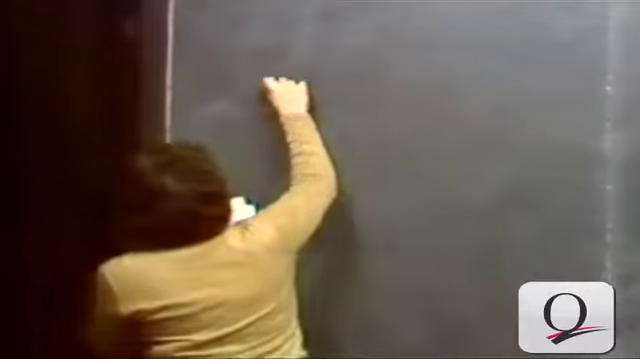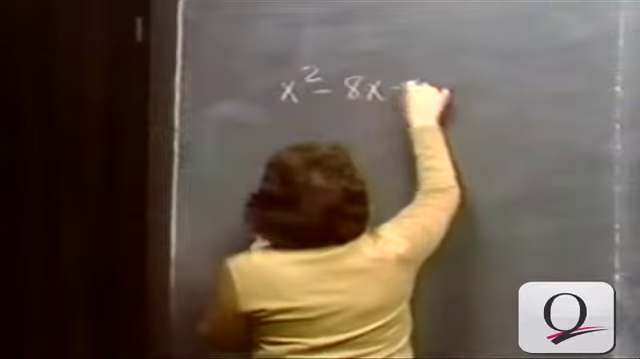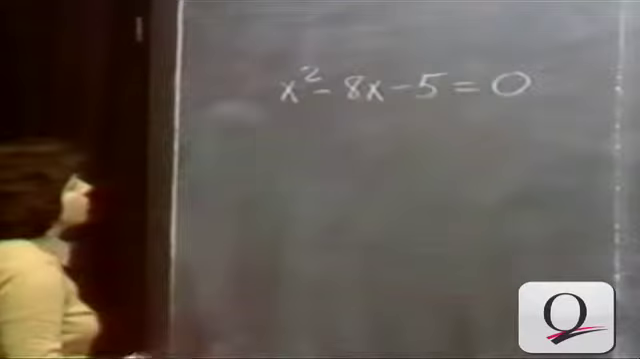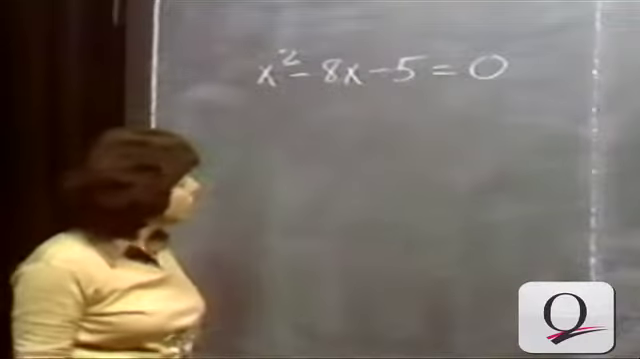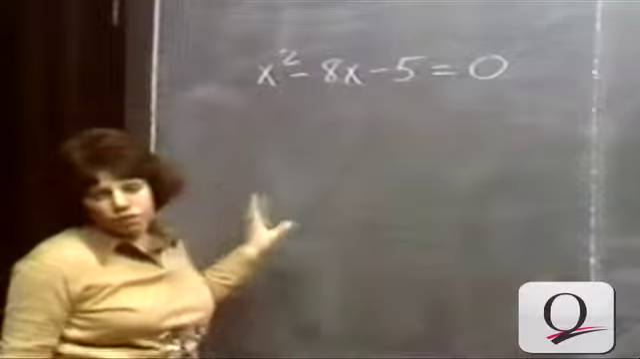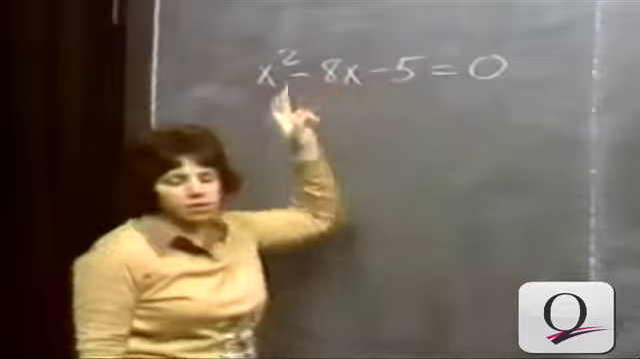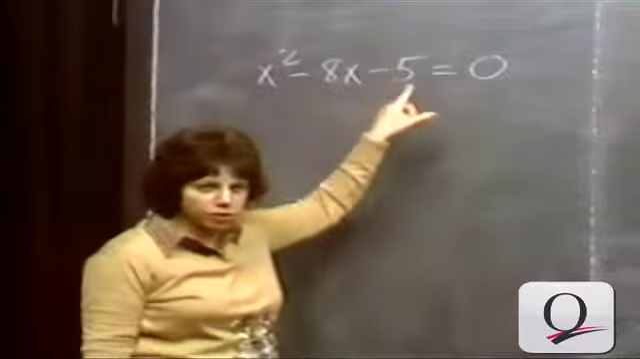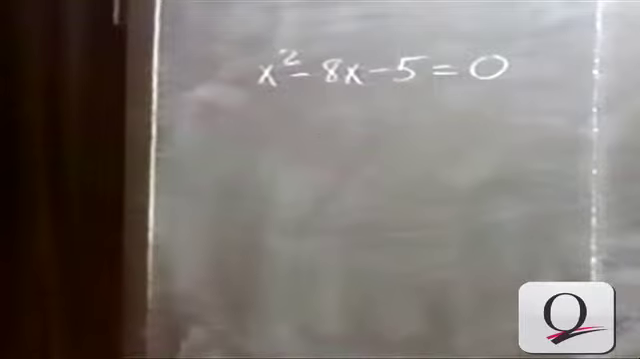Let's try the example x squared minus 8x minus 5 equals 0. Now, when faced with a quadratic equation like this in standard form, your first thoughts might be to solve this by the method of factoring, but we cannot factor this equation over the integers. We would be looking for two integers which multiply to minus 5 and add to minus 8, and we can't find them. Okay, so we're not going to be able to do that.